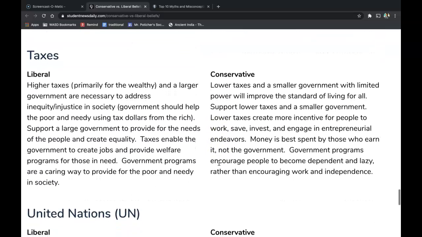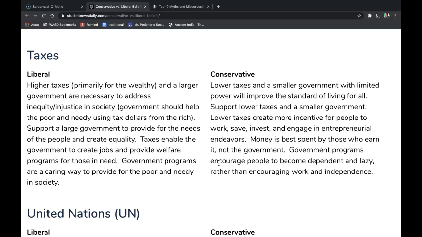And then finally, on the issue of taxes, liberals or Democrats believe that higher taxes, primarily for the wealthy, and a larger government are necessary to address inequity and injustice in society, and government should help the poor and needy using tax dollars from the rich. We should support a large government to provide for the needs of the people and to create equality. Taxes enable the government to create jobs and provide welfare programs for those in need. Government programs are a caring way to provide for the poor and needy in society.